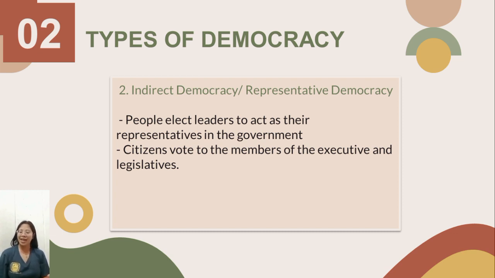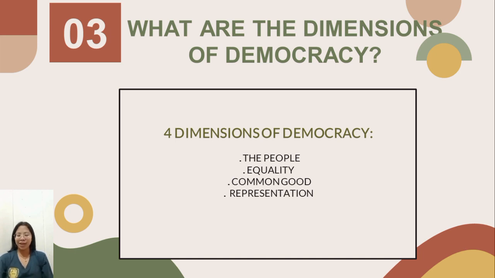What are the four dimensions of democracy? The four dimensions of democracy are the people, equality, common good, and representation.